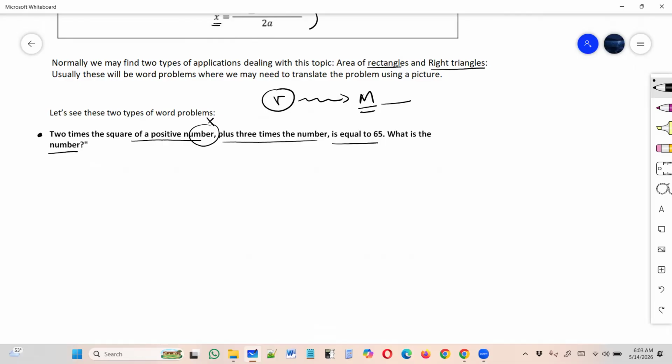So 2 times the square of a positive number x: 2 times x squared, plus 3 times the number, 3x, is equal to 65. So the word "is" is the equal sign. So here's the equation. Now from here, we can see that this is a quadratic equation, which we know to set equal to 0 in order to solve for x. So I'm going to have to subtract 65 from both sides.